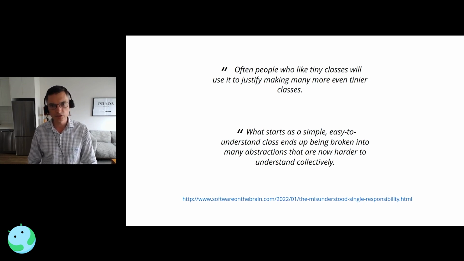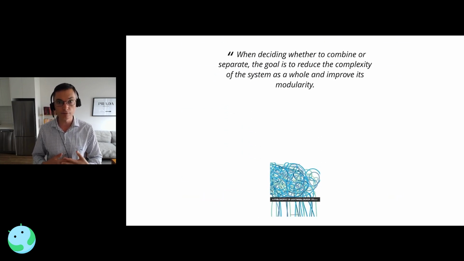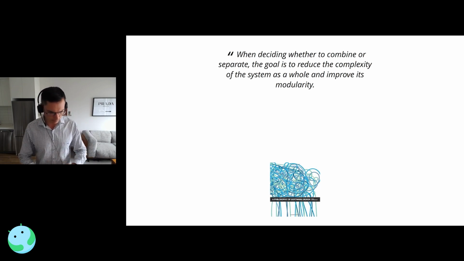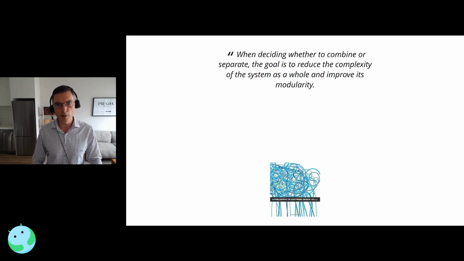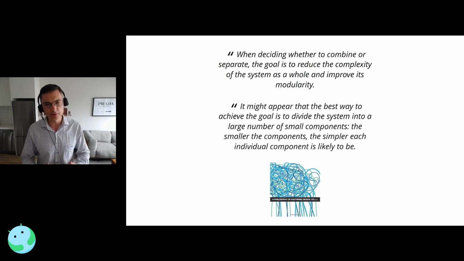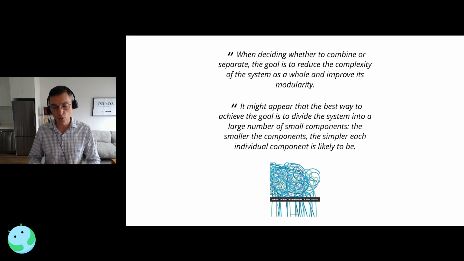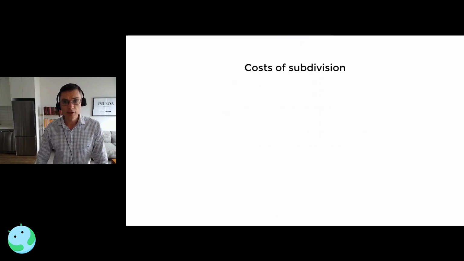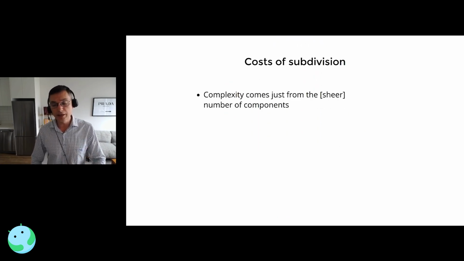And I think this reflects the advice in A Philosophy of Software Design as well. So when we're deciding whether to combine or separate, the goal is to reduce the complexity of the system. And we might naively think that the way to do this is to make a whole lot of small components, and because each component is so small, each component is simple. But there's a cost to doing that. The cost is that you end up with complexity just from the sheer number of components you have to piece together in your head.